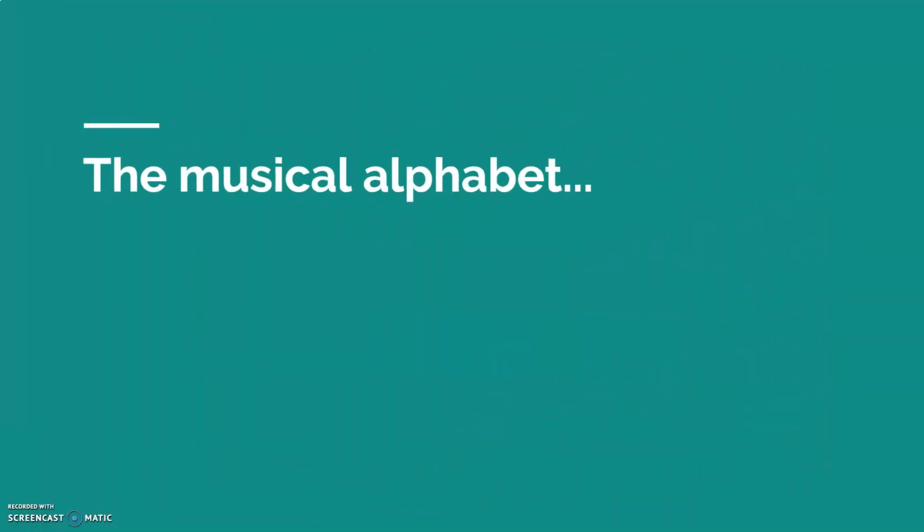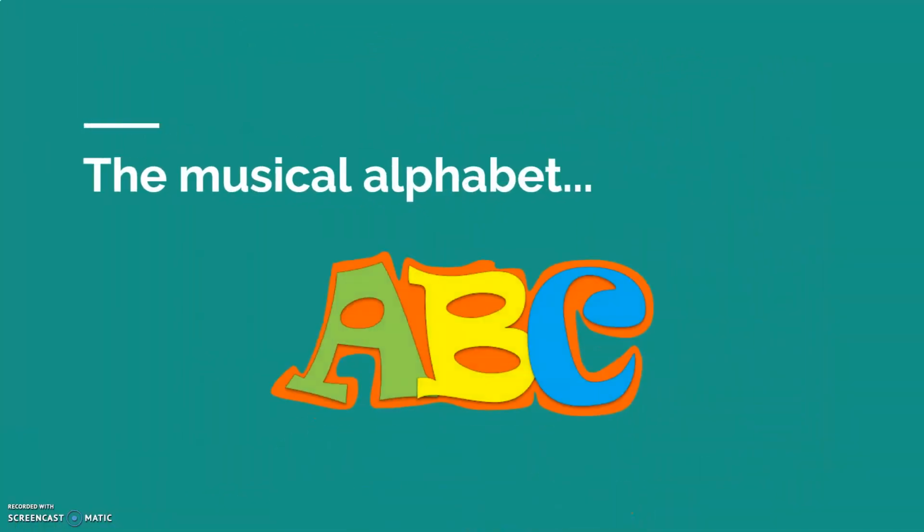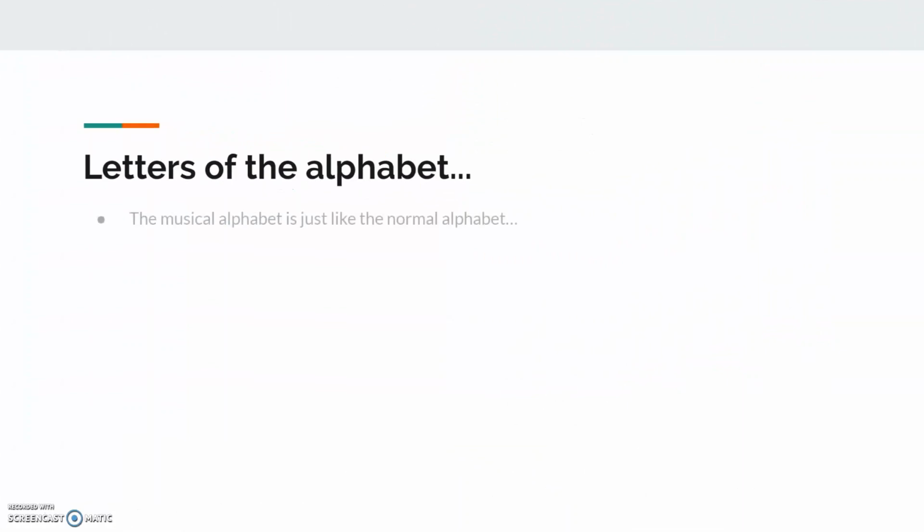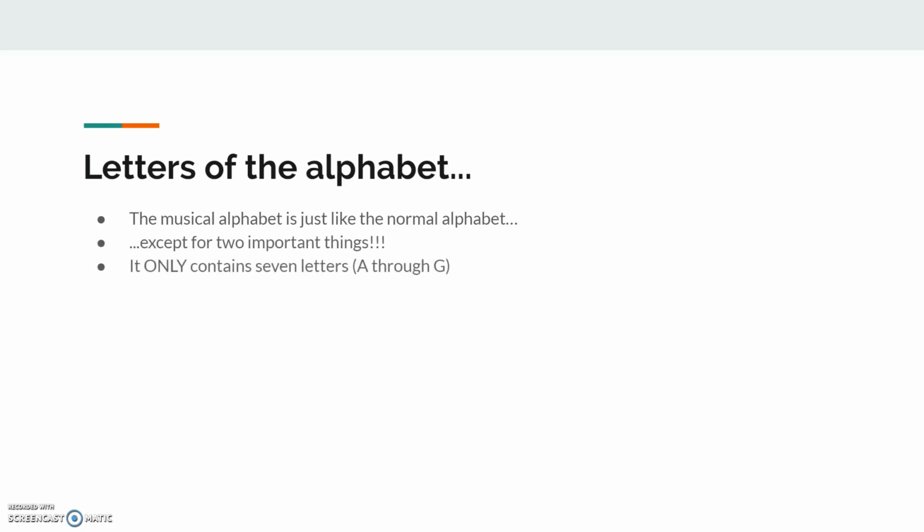So the very first thing we have to make sure we know is our musical alphabet. Okay, there's an alphabet in music just like there is in reading and writing, but our musical alphabet is a little bit different. In fact, there are two really important differences. The first one is that the musical alphabet only has 7 letters, A, B, C, D, E, F, and G. That's it. But the other big one is that our musical alphabet can still go forever in either direction. It can go forward and backwards.